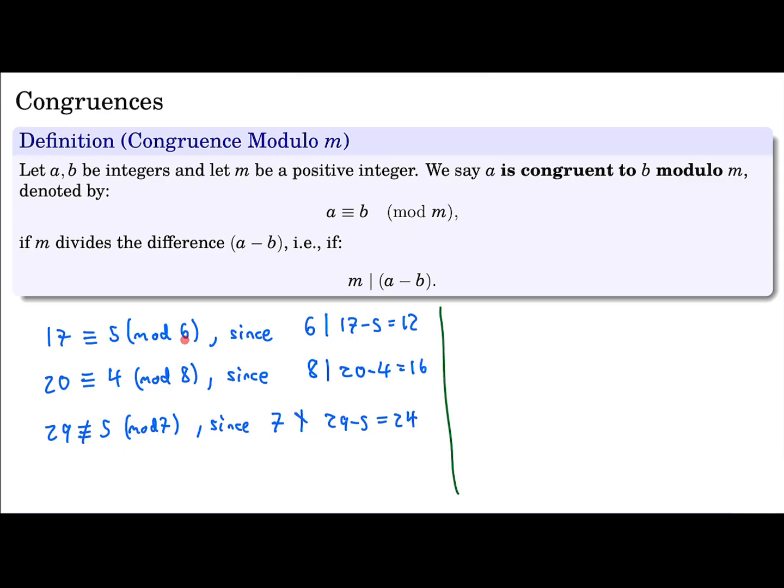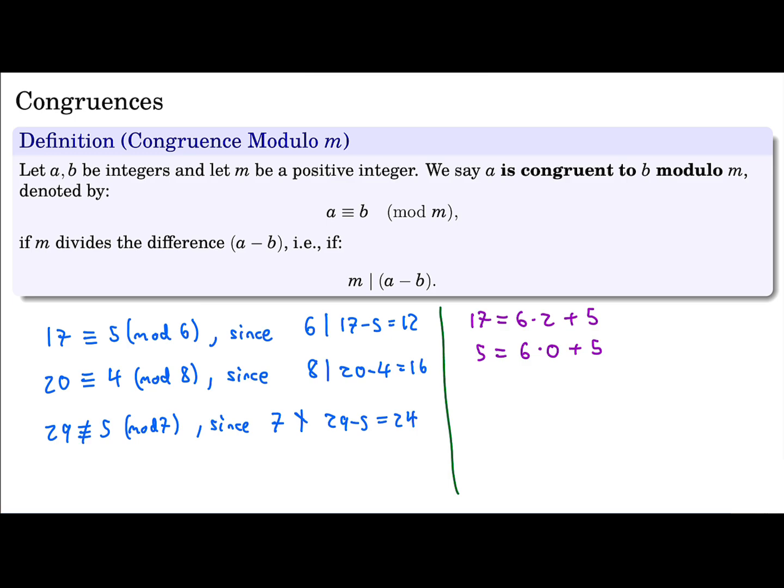So let's look at that. If we divide 17 by 6, 17 is going to be 6 times 2, which is 12, plus 5, right? And also 5 is going to be 6 times 0 plus 5. So you see, both 17 and 5 have the same remainder when you divide by 6.